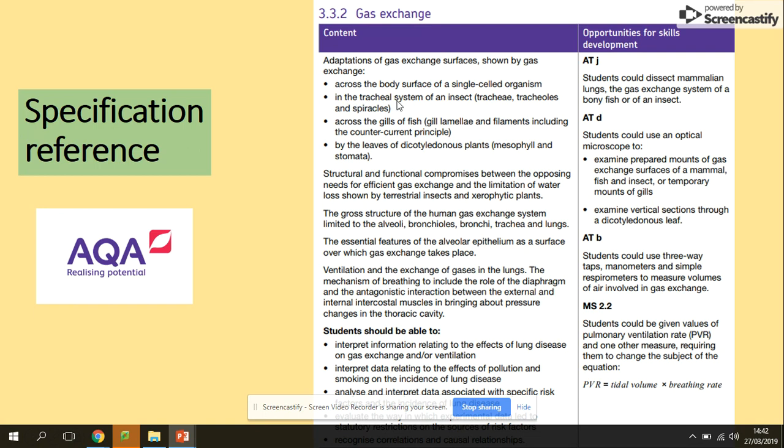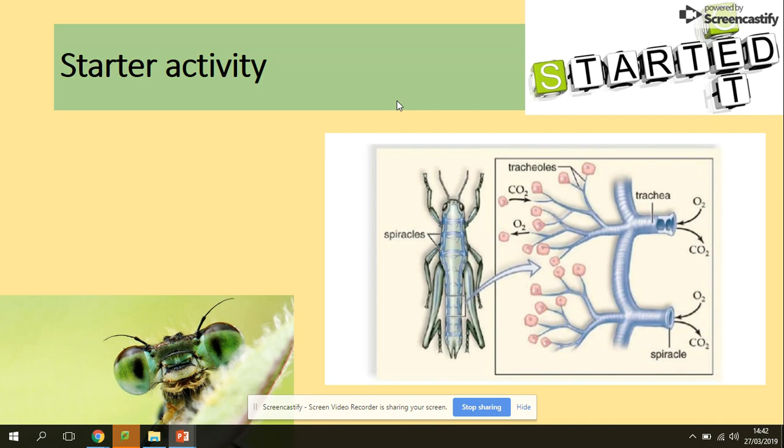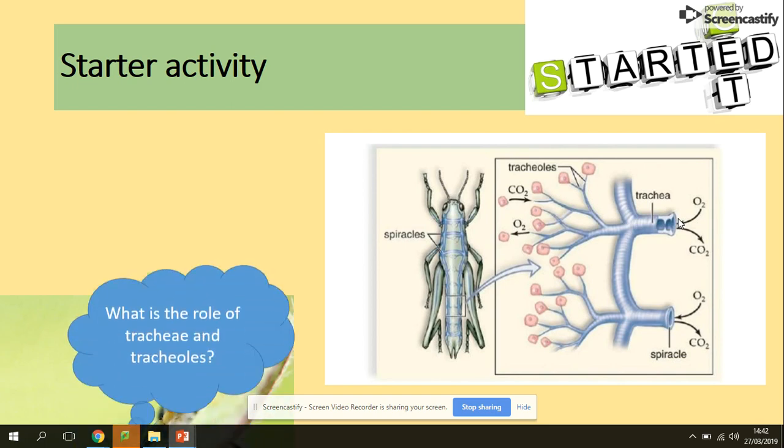So, the tracheal system of an insect, and let's have a look. This is the lovely insect. This is the structure of the insect that we will be looking at today. We will be looking at the spiracles, the trachea, the tracheoles, which are the extensions of the main tube trachea, and the spiracles, which are on the outside of the insect to allow gas exchange.